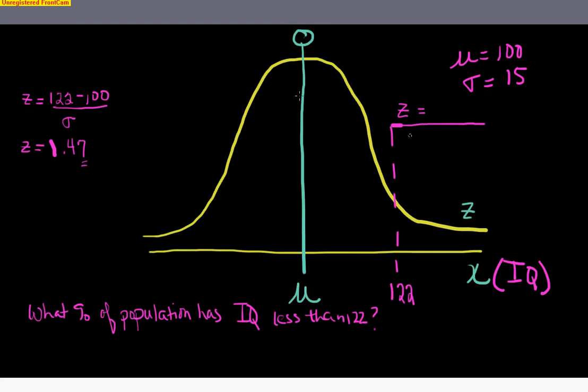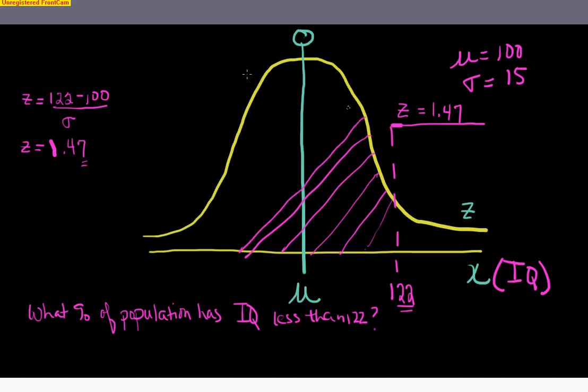I'm going to carry it out to the hundreds place, and you'll see why in just a minute. So this is a z-score of 1.47, which corresponds with an IQ score of 122. And what population has an IQ less than 122? Less than. So that's going to be all these people to the left of 122. And this is our population.